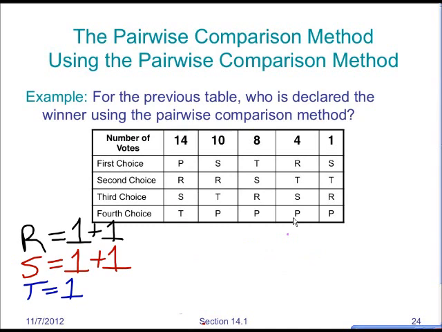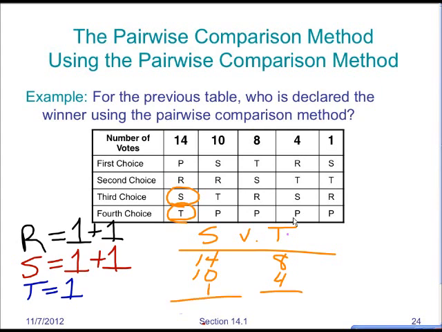Finally, we need to compare Sarah with Tim. So Sarah versus Tim. We've got 14 people prefer Sarah. 10 people prefer Sarah. 8 people prefer Tim. 4 people prefer Tim. And 1 person prefers Sarah, which is 25 votes for Sarah and 12 for Tim. So 1 more point for Sarah.